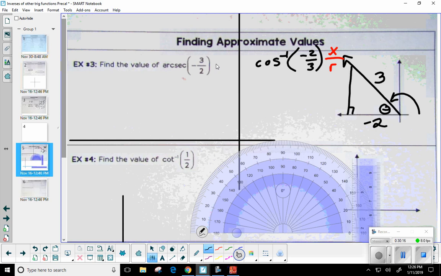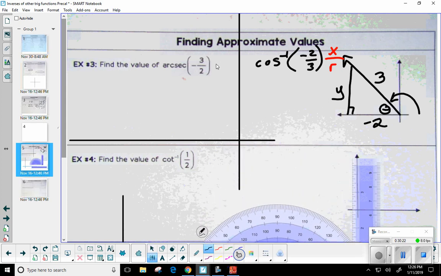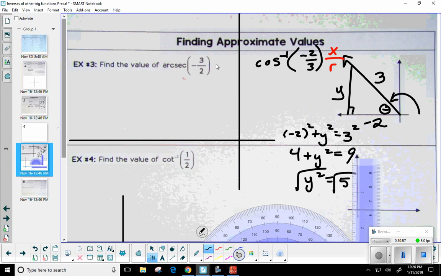Okay, so we're looking for y. Let me go ahead and move this protractor out of the way a little bit. So what's my equation here? Everybody's okay? So a negative 2 squared? 4. Okay. Plus y squared is equal to 9. So y squared would equal 9 minus 4, 5. And what's y? Square root of 5. Okay.